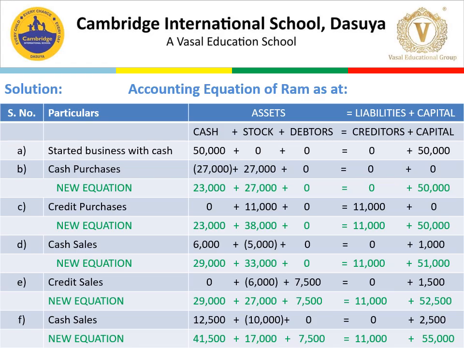The final result, the new equation would be 23,000 in the cash and stock 27,000, and capital remains at rupees 50,000, which means 50,000 of the asset side is equal to the liabilities plus capital. The liabilities plus capital collectively are called equity.